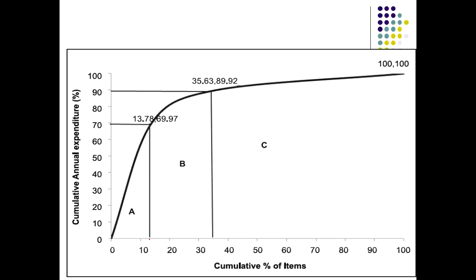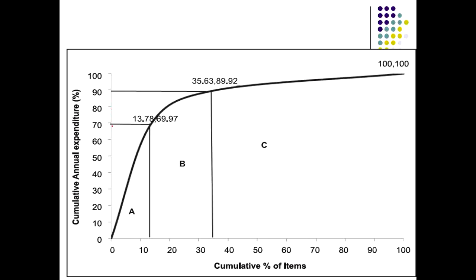it will have 70% of annual expenditure. Okay, and the percentage of items required is not more than 10 to 20%. Okay, let's say this. Similarly, if I take B items, they will cost 15 to 25%.